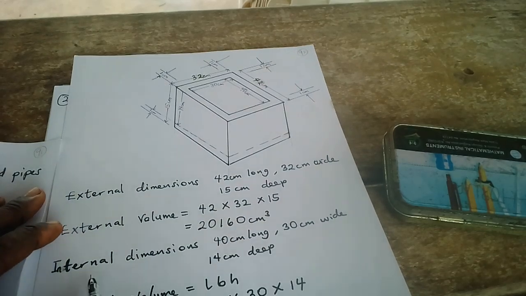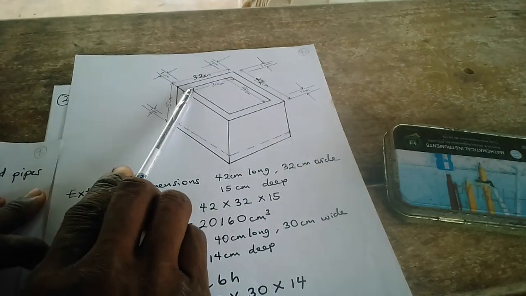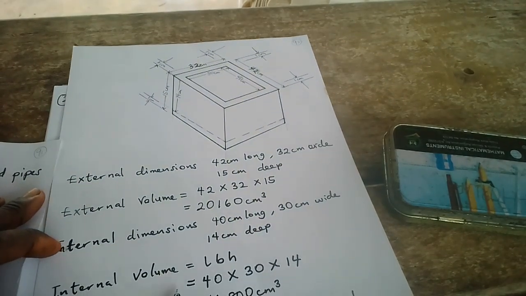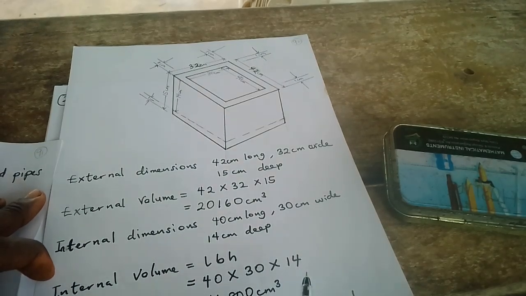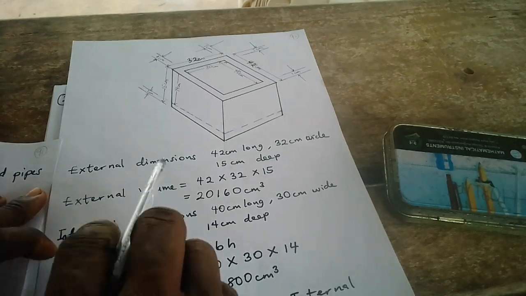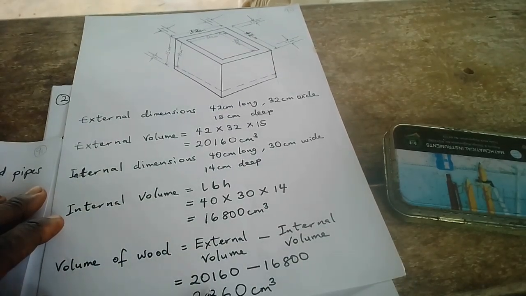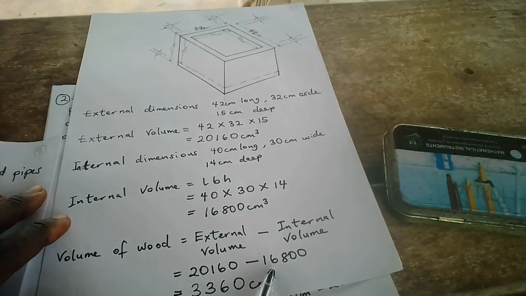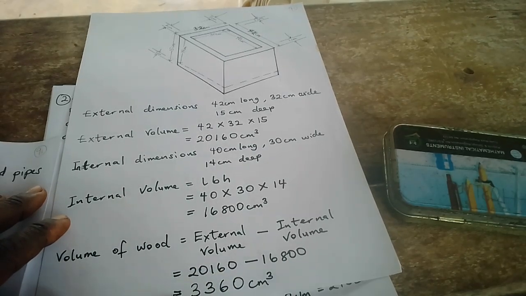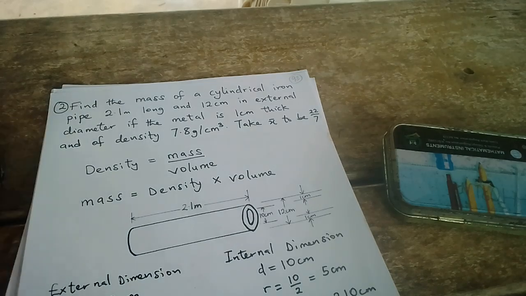20,160 centimeters cubed. For the internal dimension, that would be 40 by 30 by 14. So the internal volume will be 40 times 30 times 14, which is 16,800 centimeters cubed. To now look for the volume of the wood, it will be the external volume minus the internal volume. External volume is 20,160 minus internal volume 16,800, which will give us 3,360 centimeters cubed. Now let's look at the second example.